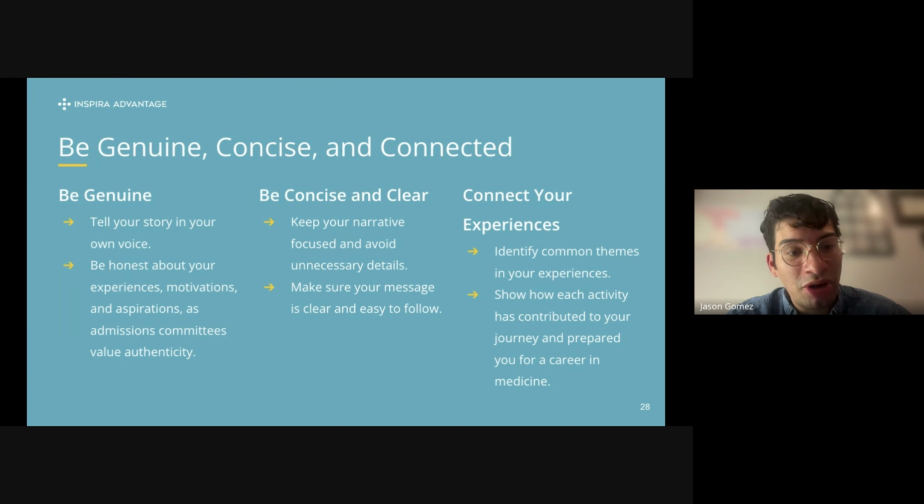Again, be honest about all your experiences, your motivations and aspirations, as we really value authenticity. Don't try to be the applicant you think a school wants. Really be yourself and try to align it with parts of the school's mission, but you don't need to change your interest to try to get in.